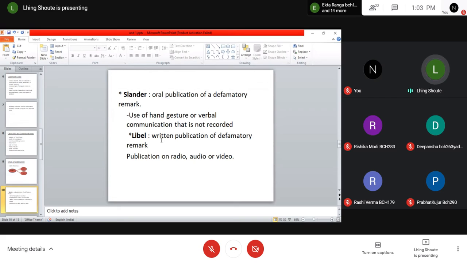So cyber defamation consists of slander and libel. Slander is oral publication. It can be the use of hand gestures or verbal communication. Libel is a written publication of a defamatory remark. It includes publication in radio, audio, or video. The common thing about these two is that the intention is to injure the subject's reputation and character. Earlier, before information technology advanced and before the introduction of the internet, slander was the most popular form of defamation. But now, with information technology and the internet, cyber defamation is much more prevalent and much more effective, and the negative impact is also very huge.